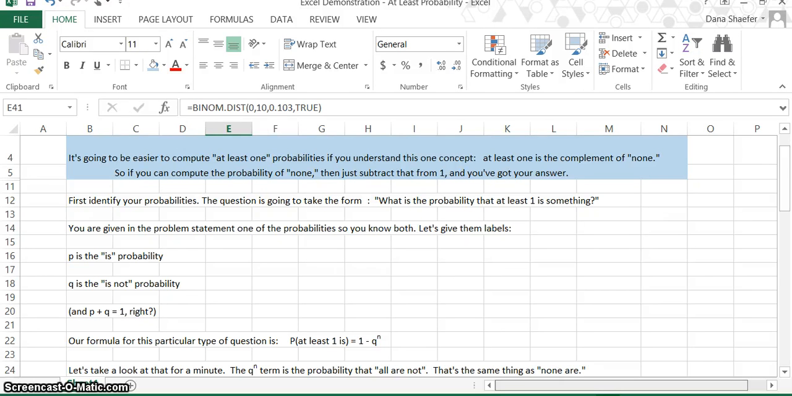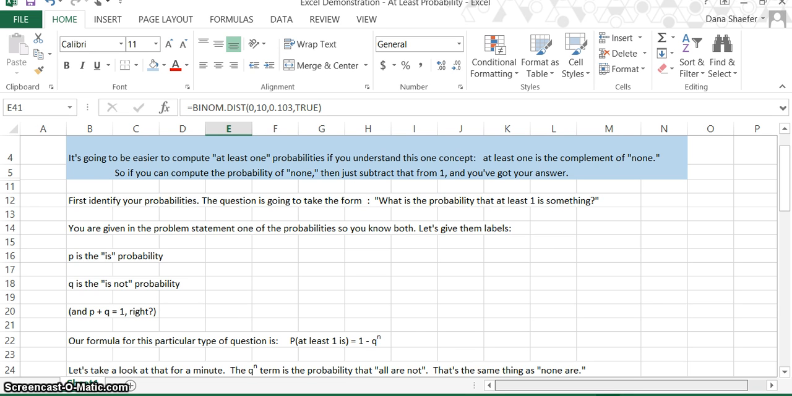The Excel demonstration today is about the idea of at least probability. So I'm using the Excel workbook called Excel Demonstration At Least Probability. What we want to talk about today, and I put a lot of explanation on here, but we're going to talk about it and then we're going to use the Excel commands.